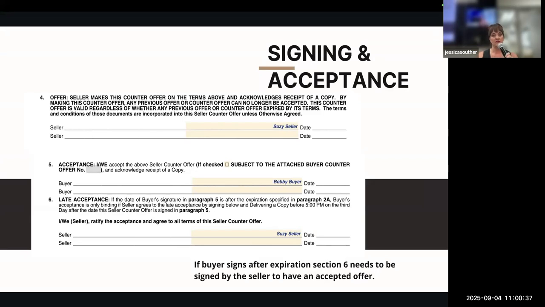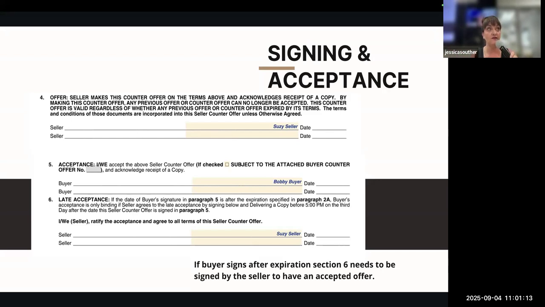So this is a section that I see often signed incorrectly. Okay, so I want to explain exactly why there's a late acceptance box. When you send this to your seller to sign, they're not signing in 4 and 6 at the same time. Okay, they're just signing number 4. This is them signing that they are going to be countering the buyer with the above terms. Then it goes back to the buyer, and buyer is going to sign in number 5. Okay, if they sign it to accept it, you are good to go.